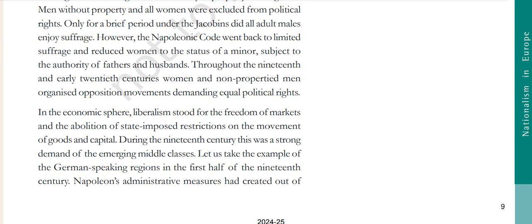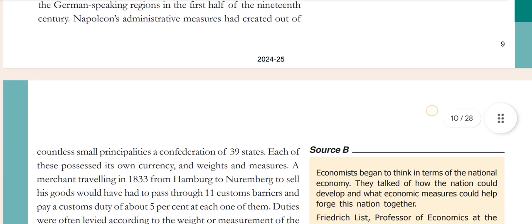Let us take an example of the German-speaking regions in the first half of the 19th century. Napoleon's administrative measures had created out of countless small principalities a confederation of 39 states. Each of these possessed its own currency and weights and measures.